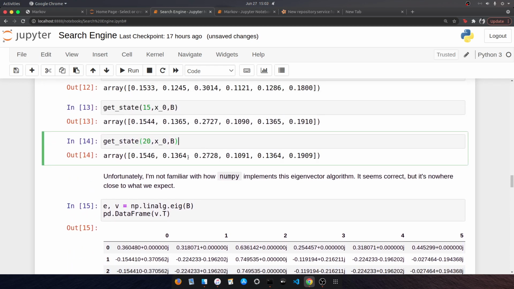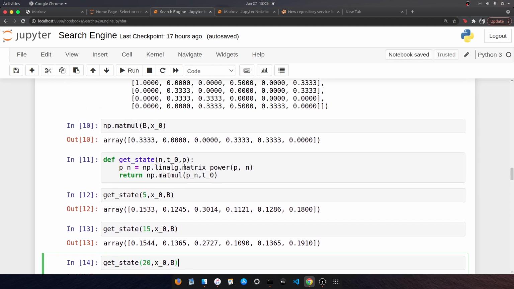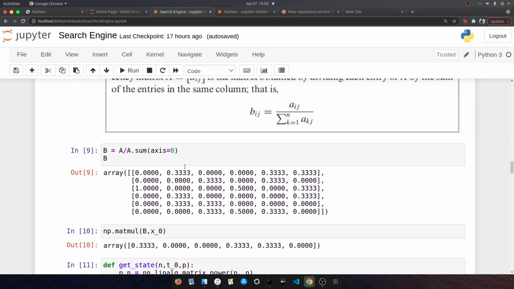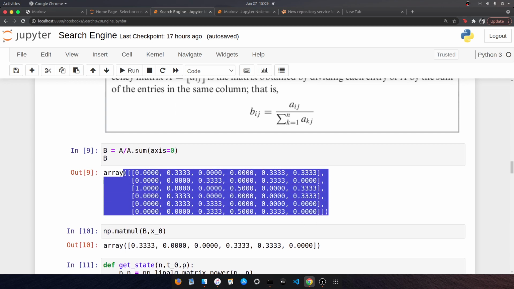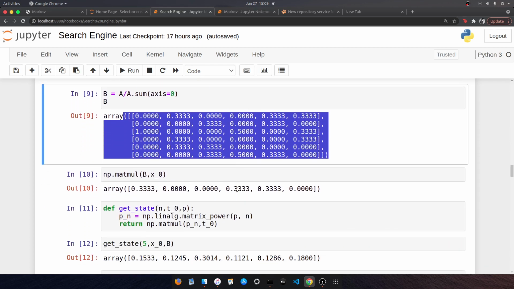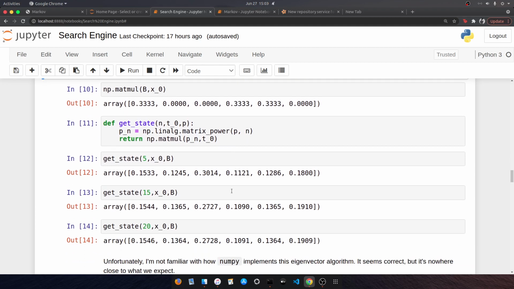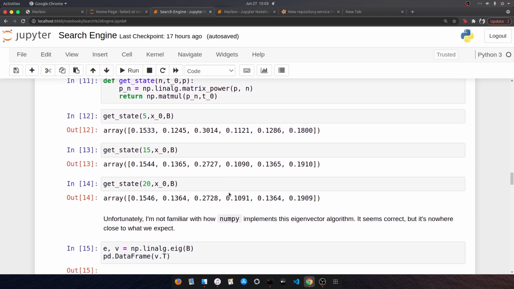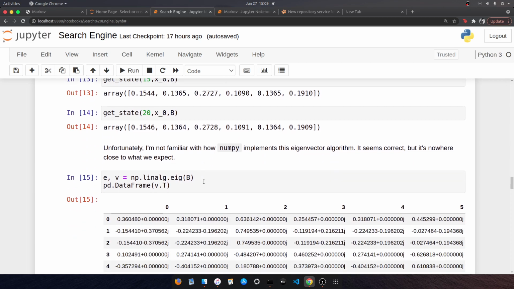So to summarize, I think the main point of this discussion is this: once we have an adjacency matrix, we can compute a probability transition matrix. Once we have a probability transition matrix, we can take any initial state, and using Markov, we can calculate what will be a future state. So that will be the TLDR for this discussion.